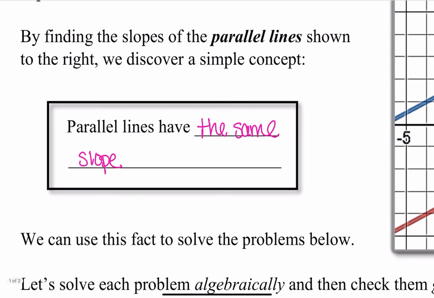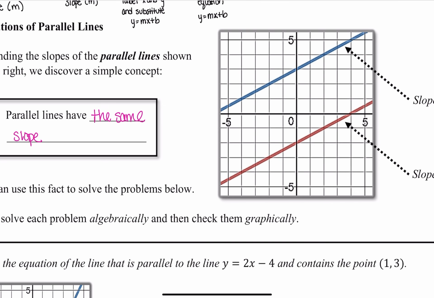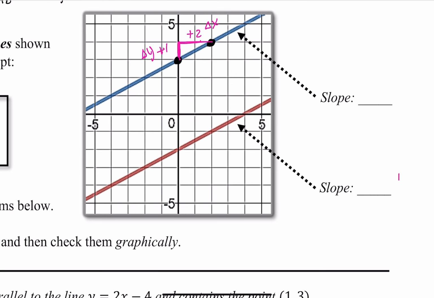Parallel lines have the same slope. So for example, here I find 2 perfect points. Here's my first one and here's my second one. You always go left to right. So I'm going up 1, which is my change of y, and I'm going right 2, which is my change of x. It is always going to be change of y over change of x, which is 1 over 2.